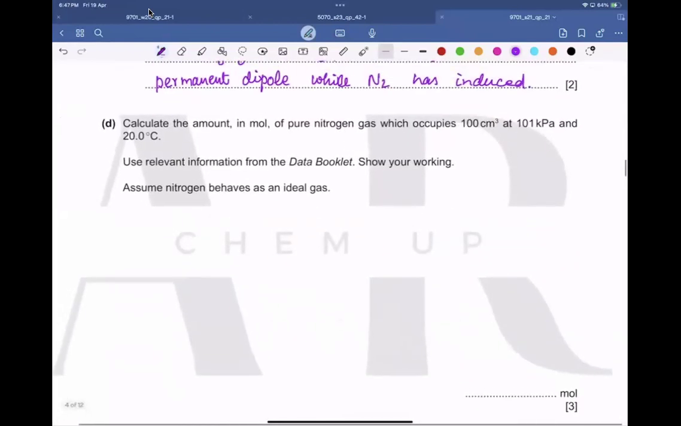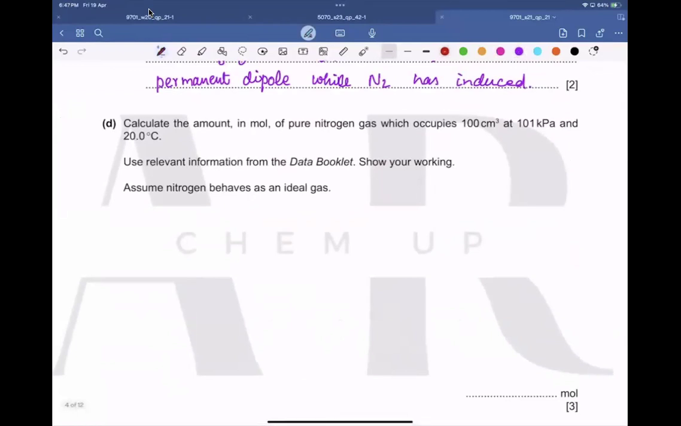Now next part. Calculate the amount in mole of pure nitrogen gas which occupies 100 centimeter cube. This is the volume, at 101 kilopascal, that is the pressure, and 20 degrees Celsius, that is the temperature. Use relevant information from the data booklet.